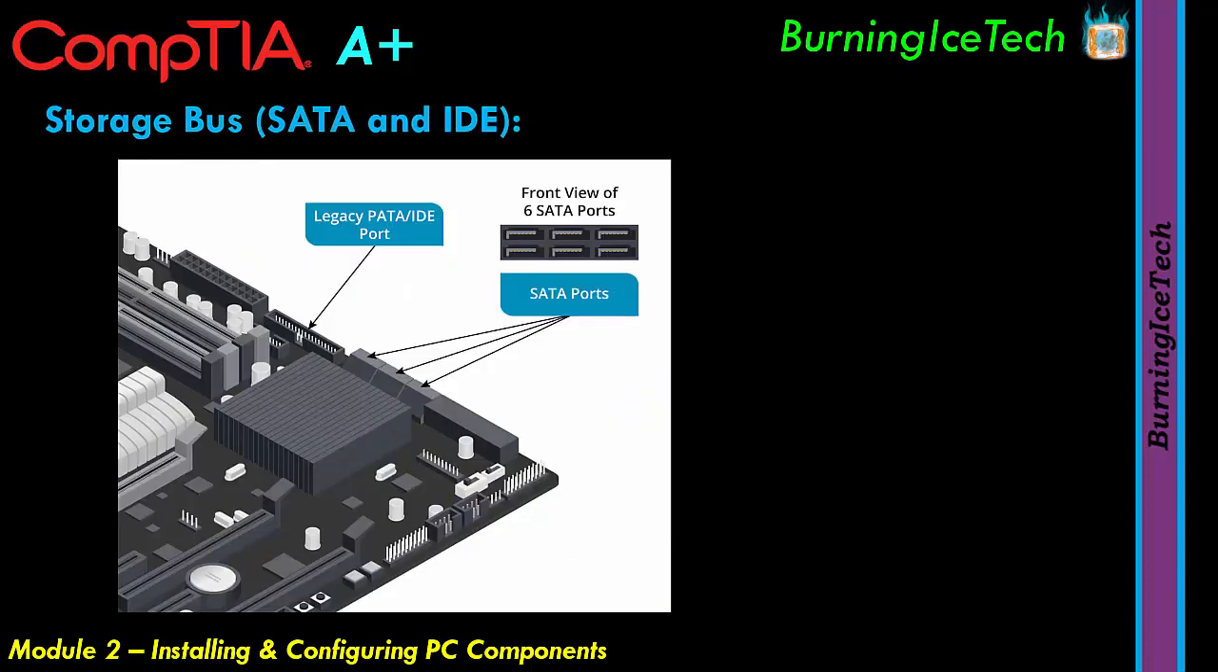Alright my homies, so here is the right side of the motherboard, or more specifically the bottom right side of the motherboard. Now if you look at those little ports there that are listed as SATA ports, those are serial ATA ports. And if you look at the one there on the left that says legacy PATA port, that is parallel ATA port.